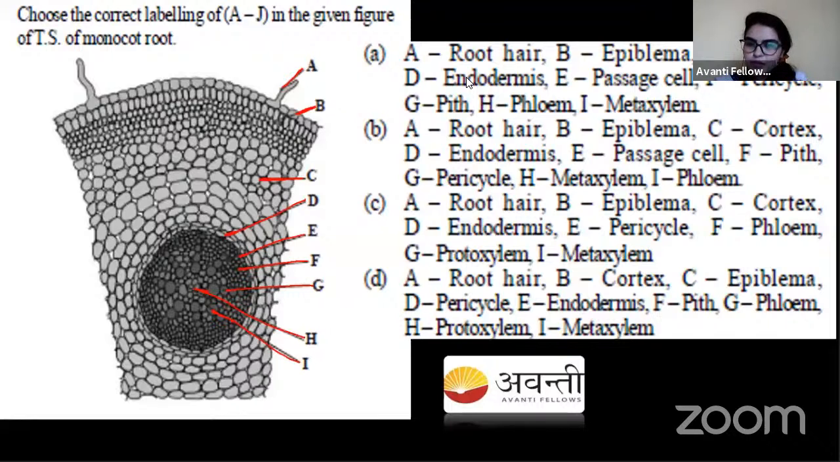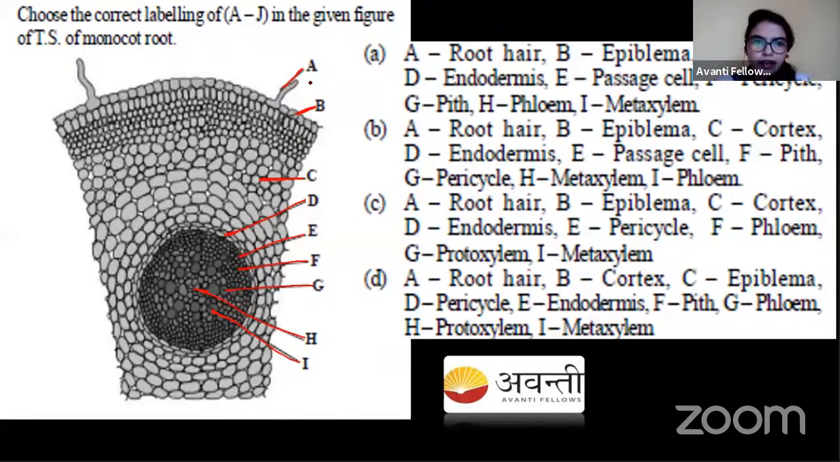So 56% people have chosen option C and 44% people have chosen option B, and no one has chosen option A and D. I'm very happy that you haven't chosen A and D. At least you know what not to choose. Okay, let's stop sharing this. I think you are more confused between A, B, and C, right? So let's compare. This one is monocot root, है ना?